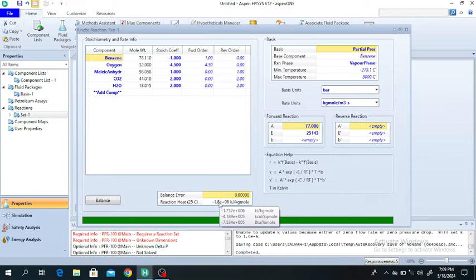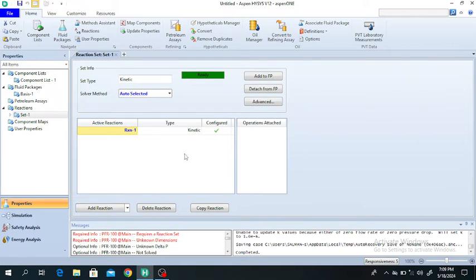The enthalpy of this reaction is minus 1.8 multiplied by 10 raised to power 6 kilojoule per kilogram mole at 25 degrees centigrade. The standard enthalpy of this reaction is calculated by Aspen HYSYS. So this was the reaction.